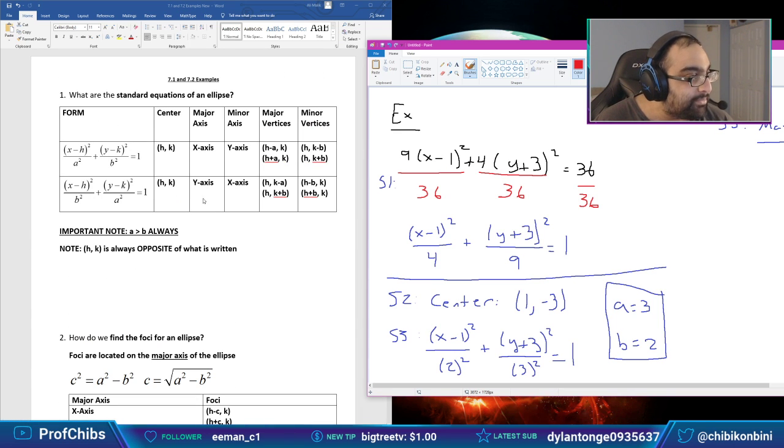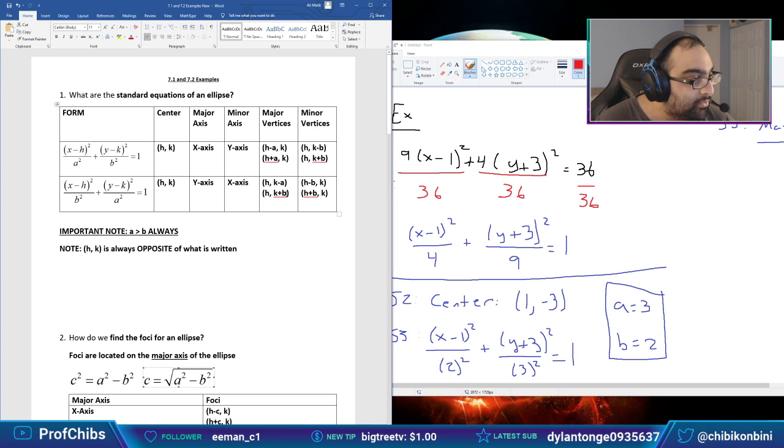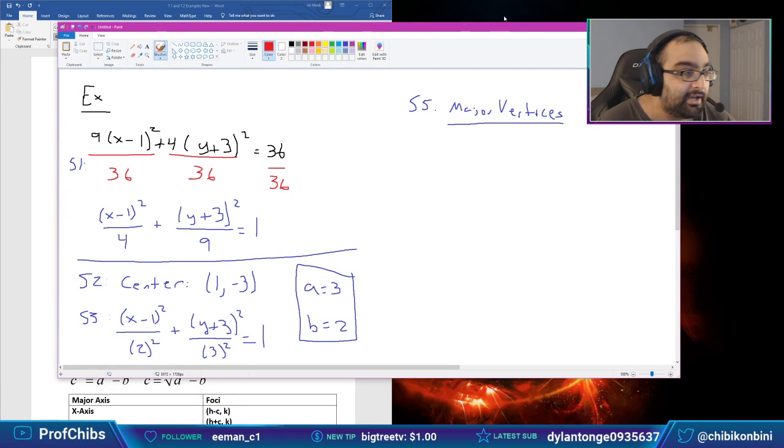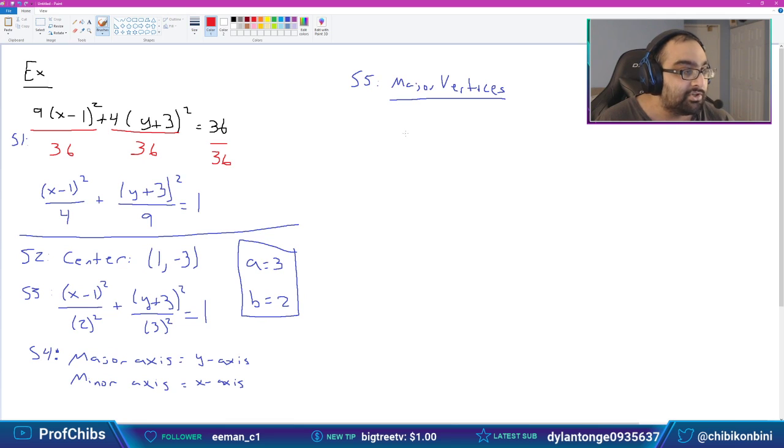Notice that if you have your major axis as the y-axis, we're going to add and subtract A from the y-coordinate. This is why we write down the information beforehand, so we know exactly what we're going to be adding and subtracting and from which coordinate. From the y-axis being the major axis, we're going to add and subtract 3 from that y-coordinate starting from the center. We're going to have 1, comma, -3 plus 3.